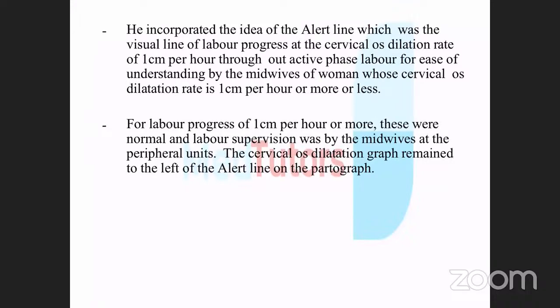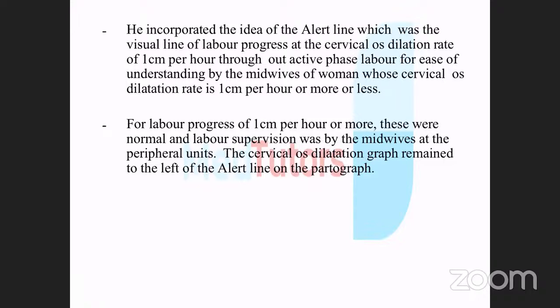He incorporated the idea of alert line, which was the visual line of labor progress at the cervical dilatation rate of 1 centimeter per hour throughout the active phase of labor, for the ease of understanding by the midwives. For labor progress of 1 centimeter per hour or more, these were normal, and labor supervision by the midwife is okay at the peripheral level. The cervical dilatation graph remained to the left of the alert line on the partograph. Everything is okay. Now, next slide.